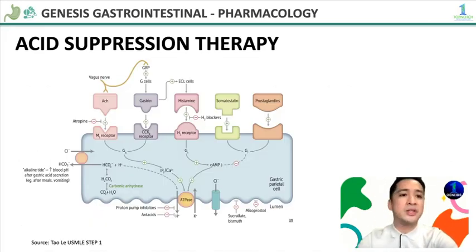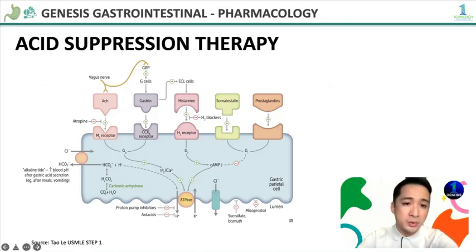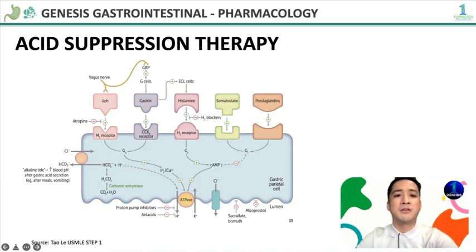So let's review your acid suppression therapy. So you see here, this image is lifted from Tulane USMLE that will describe how hydrogen ion production is being governed. So we have the vagus nerve, we have the essential key players, your acetylcholine, your gastrin coming from your G cells, and your histamine coming from the enterochromaffin-like cells, which is stimulated via gastrin.